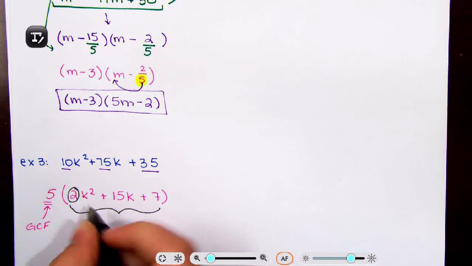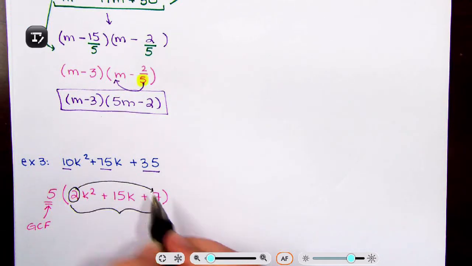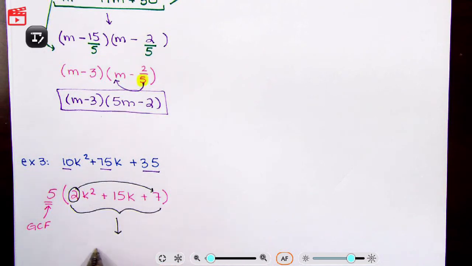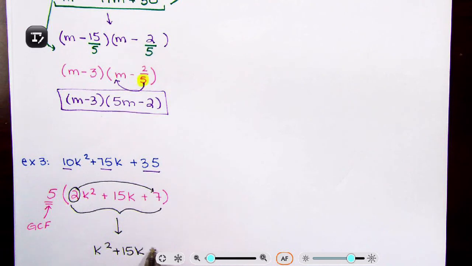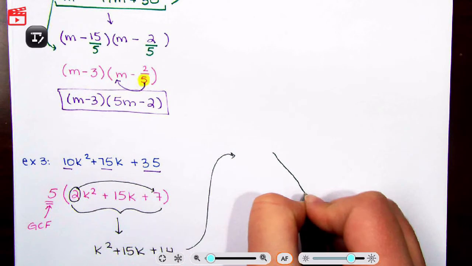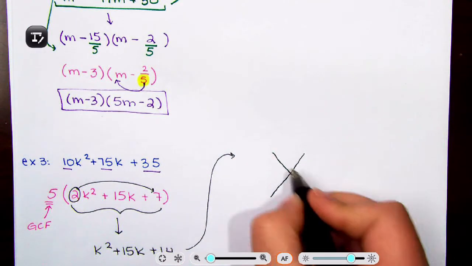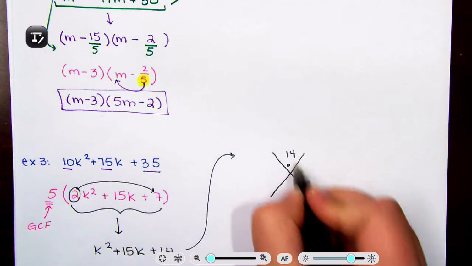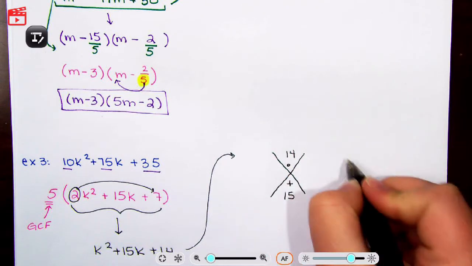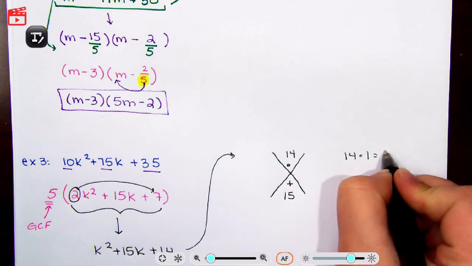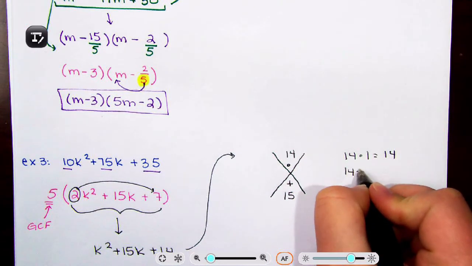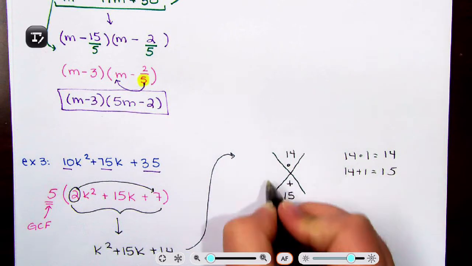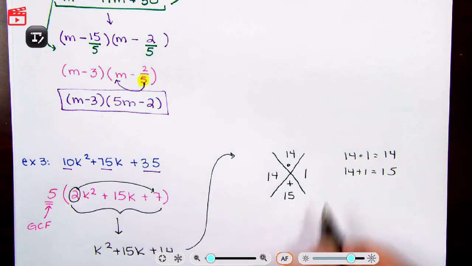Taking my leading coefficient here, I'm going to multiply it by 7, giving me k squared plus 15k plus 14. Guess and check method. Now that we have a is 1, we want things to multiply to 14, and I want to add them to 15. In my brain, I'm thinking 14 times 1 is 14, and 14 plus 1 is 15. So my factors are positive 14 and positive 1.